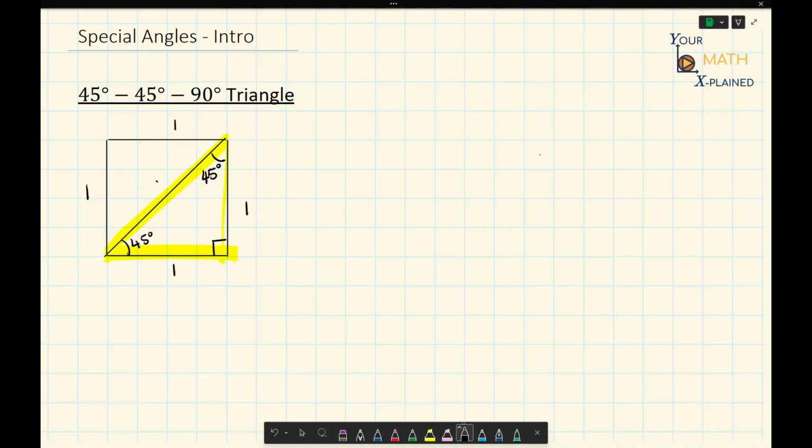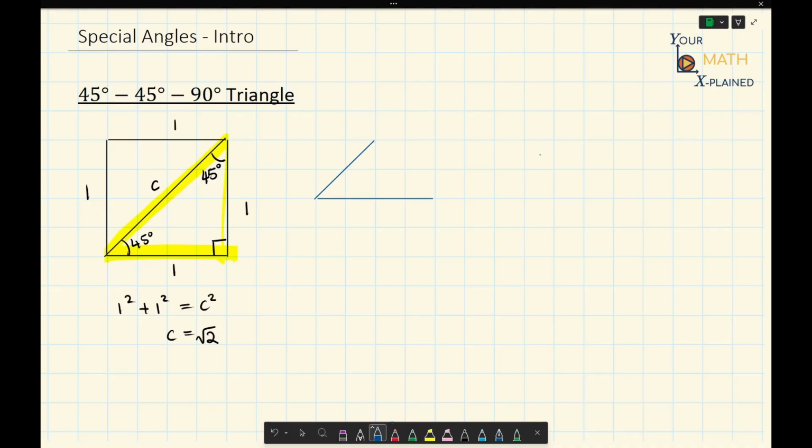And then we can go ahead and use our Pythagorean theorem to find this diagonal, which I've labeled as c. So we would get 1 squared plus 1 squared is equal to c squared. Solving for c gives us c is equal to the square root of 2. So now let's go ahead and actually just draw the triangle.